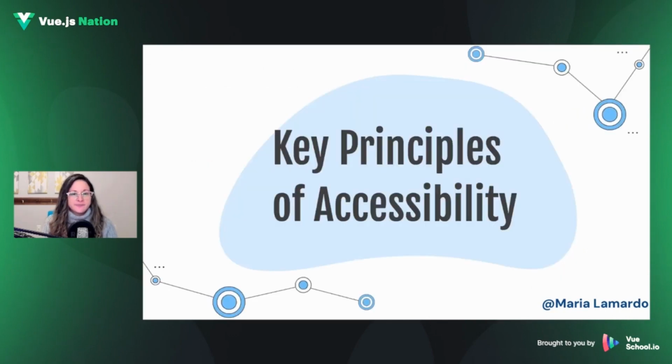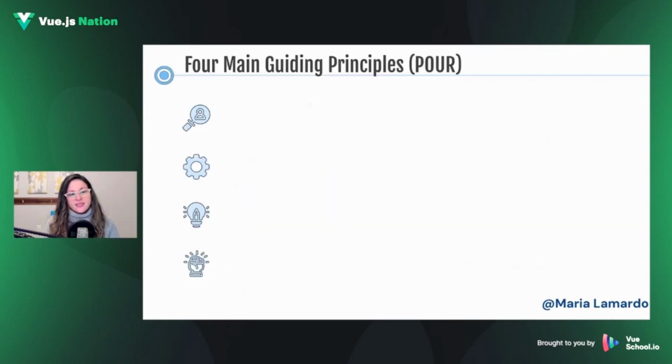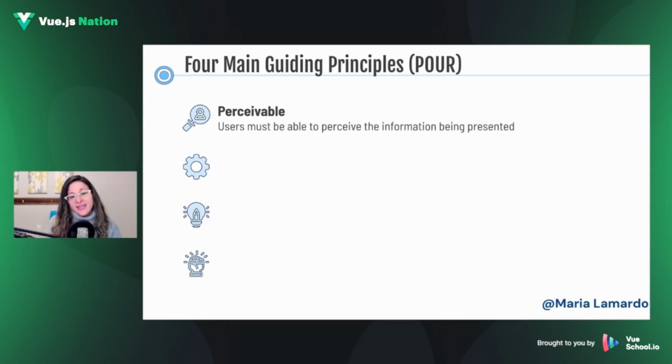So let's go over some of the key principles of accessibility. Now, these are the 4 main guiding principles, also known as POUR. That's how they're abbreviated. And these are based out of those WCAG guidelines. So the 4 main guiding principles, the first one is perceivable. So that first P in POUR. This means that users must be able to perceive the information that is presented, meaning that it shouldn't be invisible to their senses, right? Next one is operable.